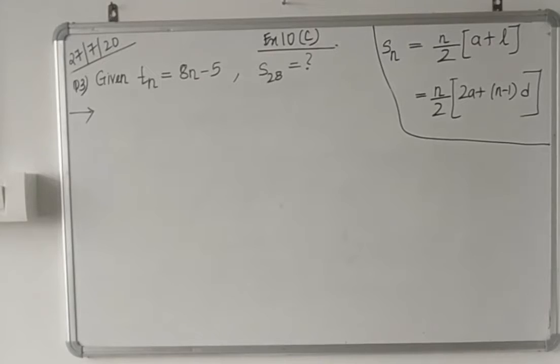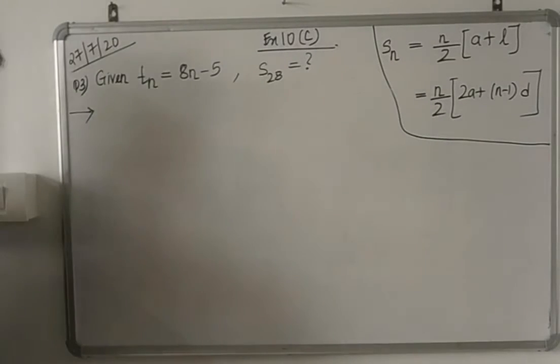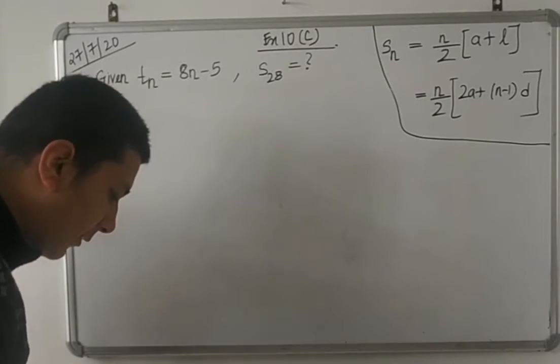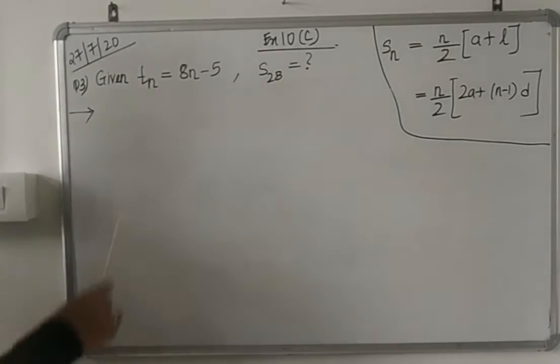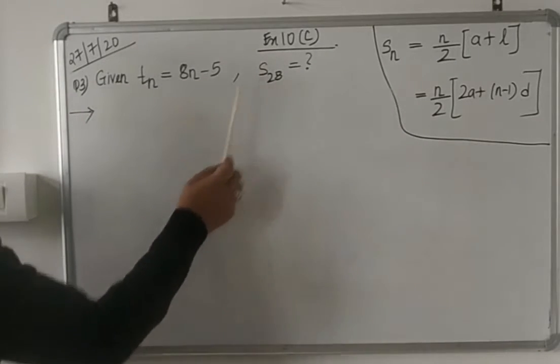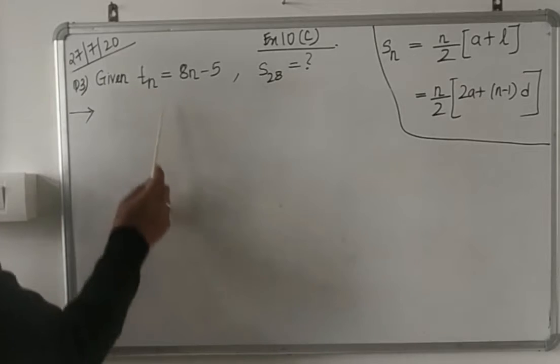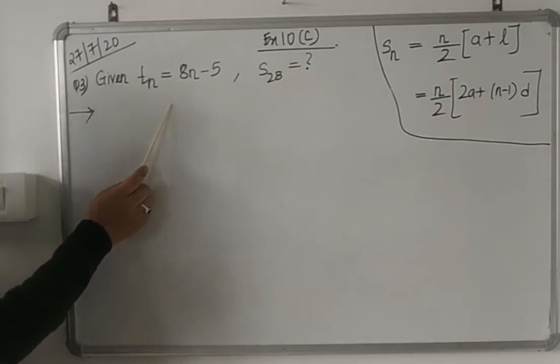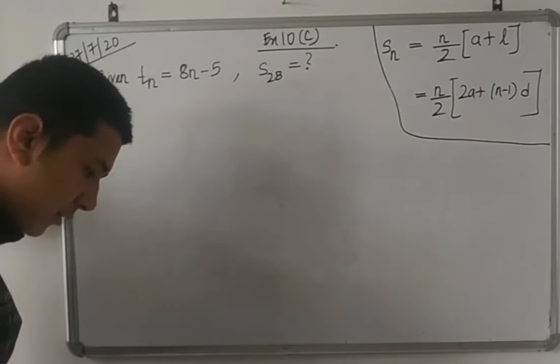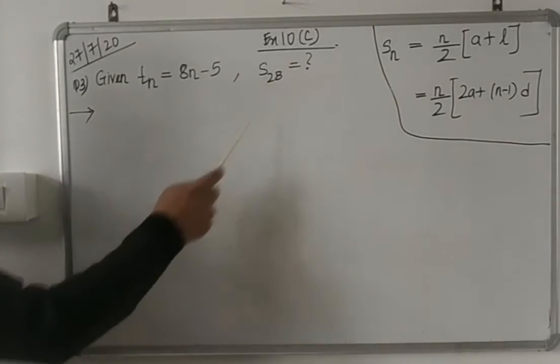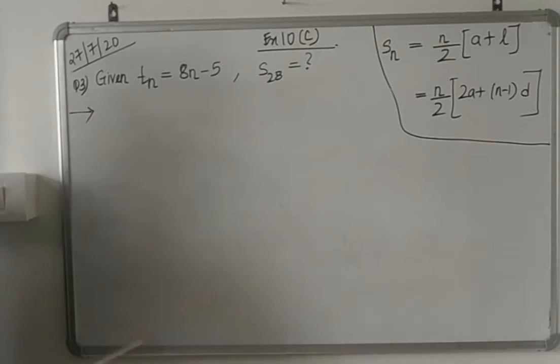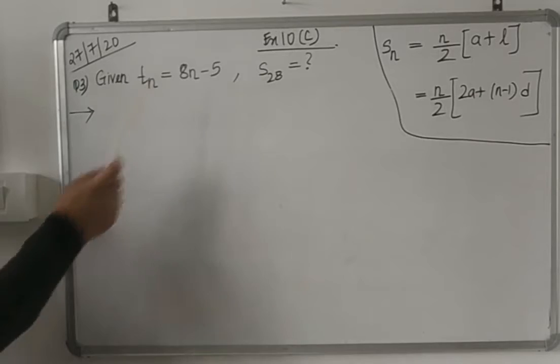Alright, we move to question number 3. This is a very simple question. The question says, find the sum of 28 terms. We need to find S28, whose nth term is this. Find the sum of 28 terms of an AP means we need to find S28, whose nth term is this.